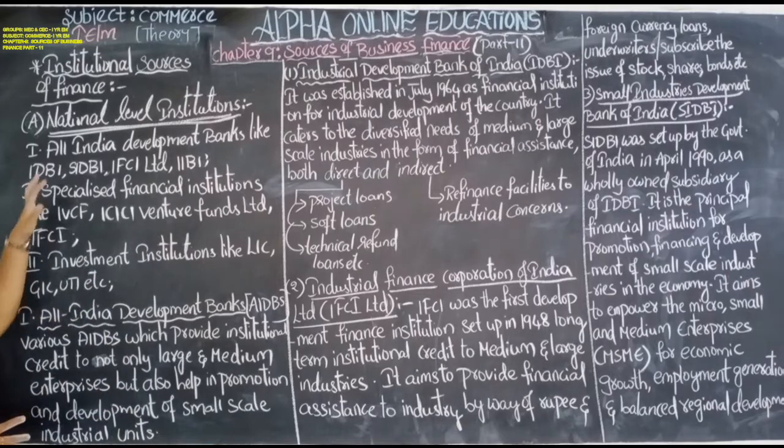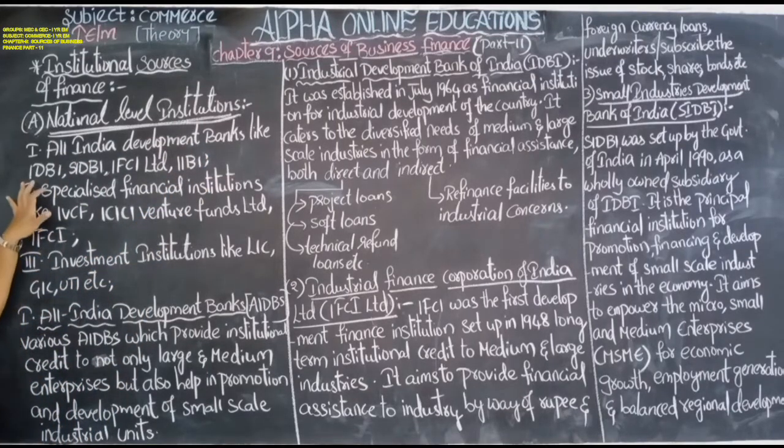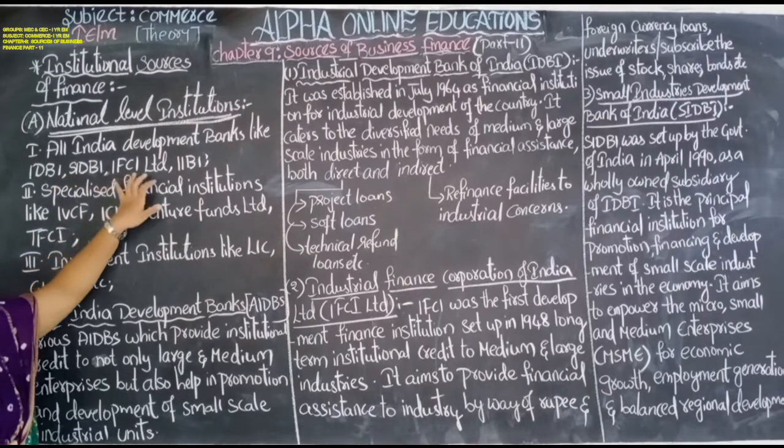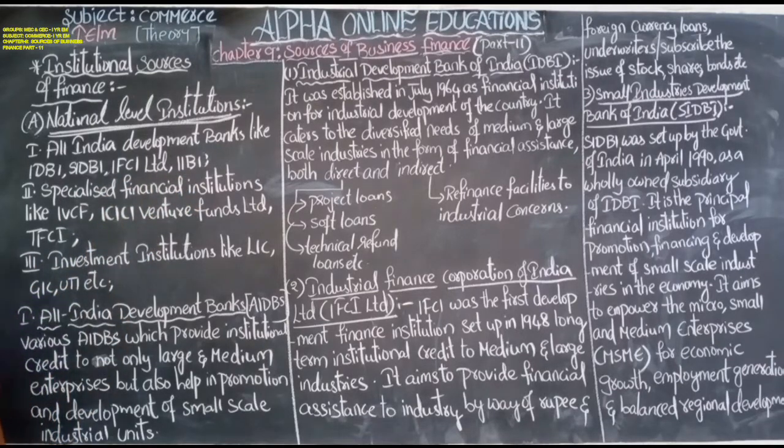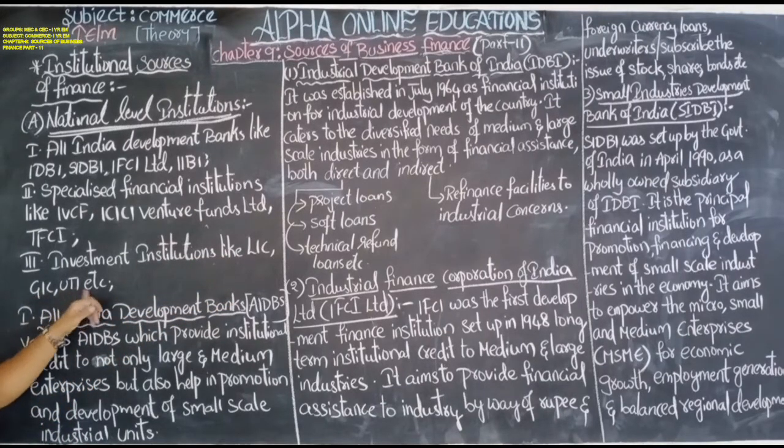Here we have two levels. First is the national level institutions. These are again classified into all India development banks like IDBI, IFCI Limited, IIBI. Next, specialized financial institutions like IVCF, ICICI Venture Funds Limited, TFCI. Next, investment institutions like LIC, GIC, UTI, etc.